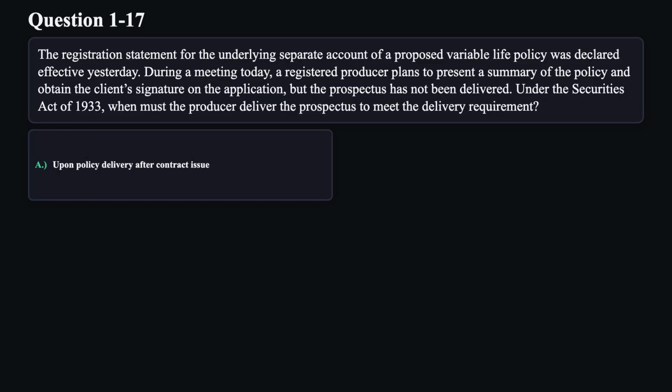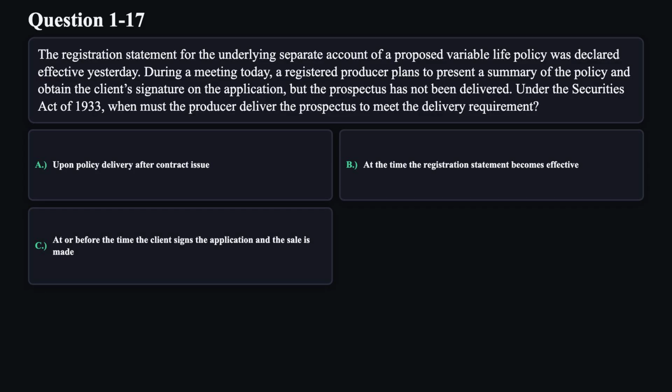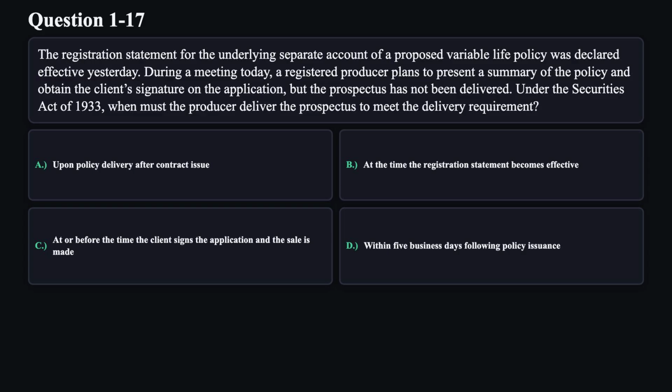Under the Securities Act of 1933, when must the producer deliver the prospectus to meet the delivery requirement? A. Upon policy delivery after contract issue. B. At the time the registration statement becomes effective. C. At or before the time the client signs the application and the sale is made. D. Within 5 business days following policy issuance.